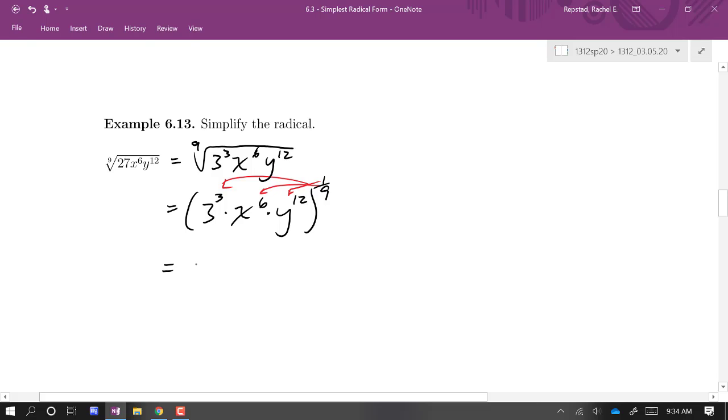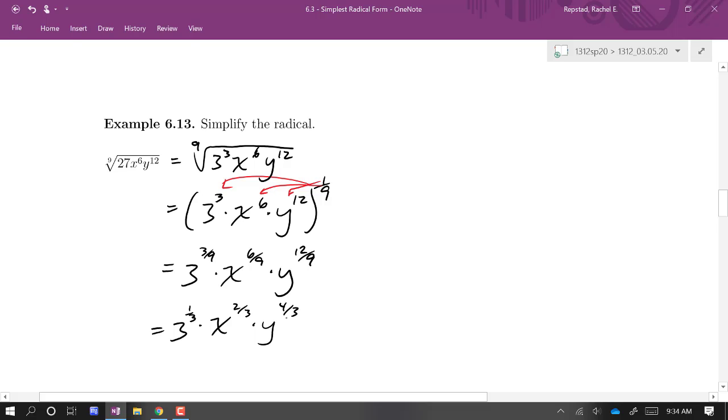When I raise a power to a power, we multiply. So we have 3 to the 3/9 times x to the 6/9 times y to the 12/9. Now each of these exponents as fractions can be reduced. So we have 3 to the 1/3, x to the 2/3, y to the 4/3.